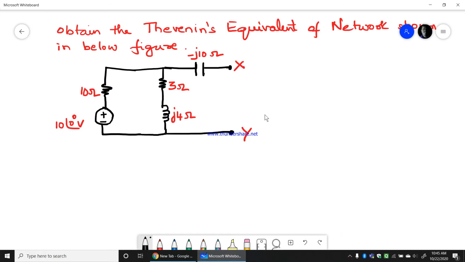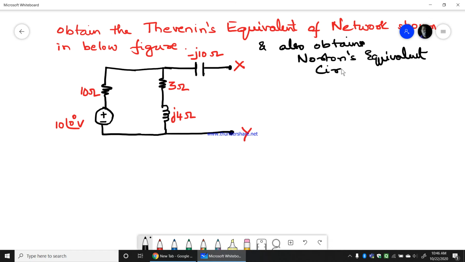Hello students, let us now solve a problem using Thevenin's theorem and Norton's theorem. So for this problem, obtain the Thevenin's equivalent of the network shown in the below figure, and also obtain Norton's equivalent circuit. Okay, so let us do that now.